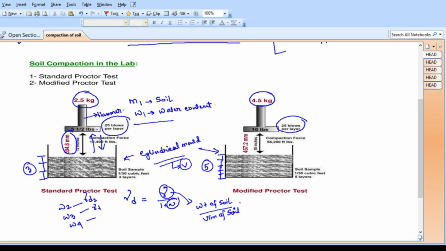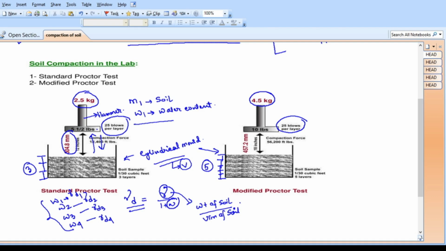Say gamma D2, gamma D3, gamma D4, and for the first one let it be gamma D1. What we'll do now is find out the gamma D value for each of the portions. Once we get this dry density value, we will plot a curve between the dry density, or the dry unit weight of the soil, and the moisture content.